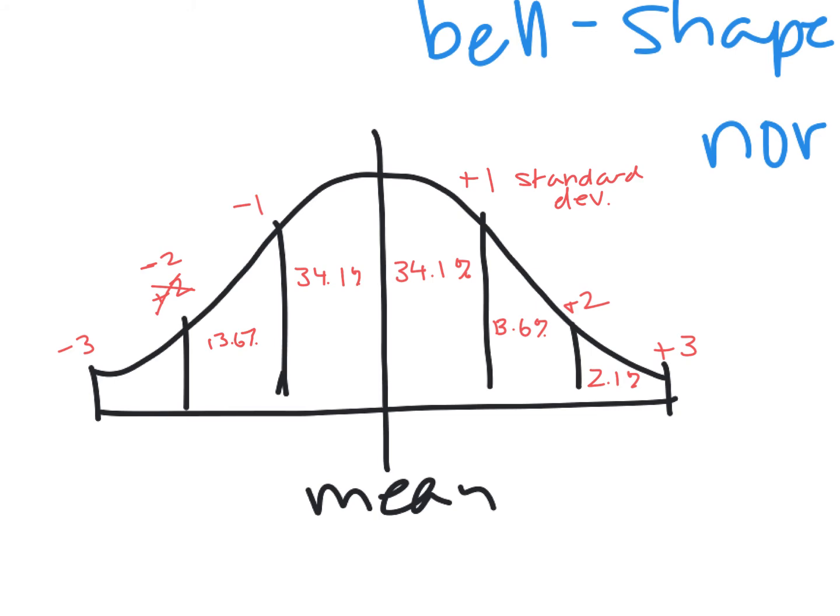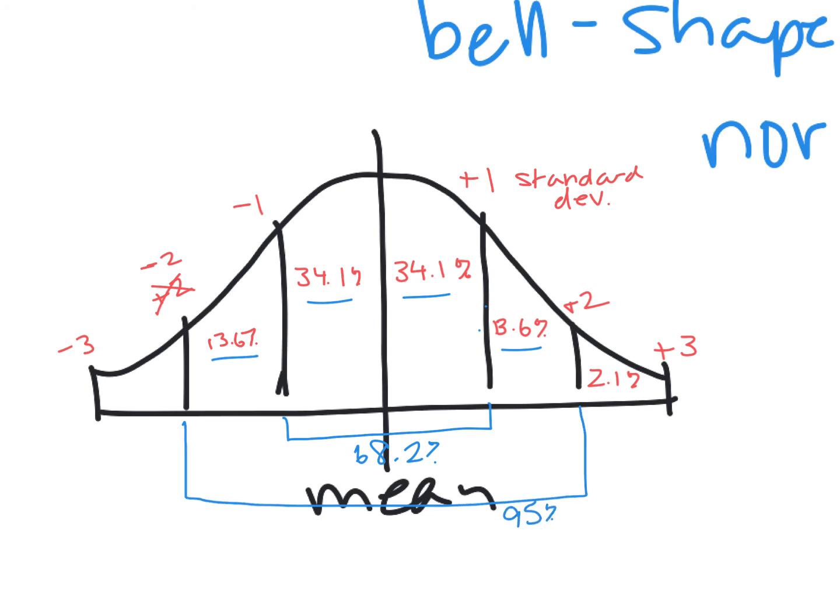So we're saying that from here to here is 68.2% of the data, in this case our light bulbs, we can predict to be within 1 standard deviation of the mean, either 1 standard deviation above or 1 standard deviation below. If we look from 2 standard deviations away, that total 13.6 plus 34.1 plus 34.1 plus 13.6 gives us 95% of the light bulbs will be within 2 standard deviations of the mean.